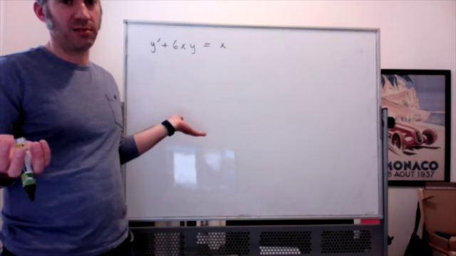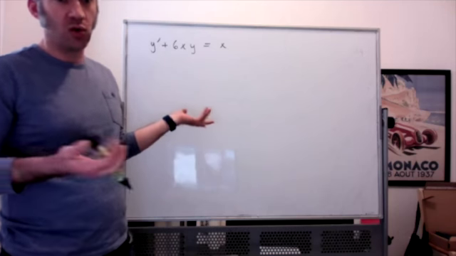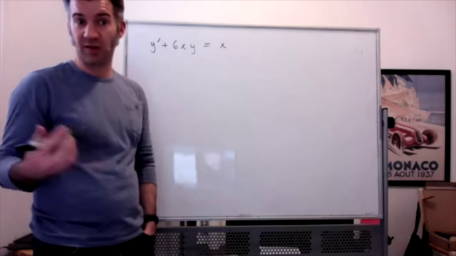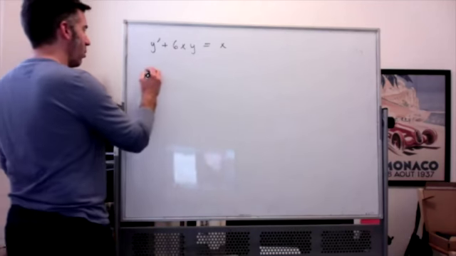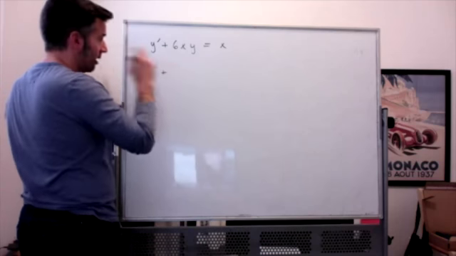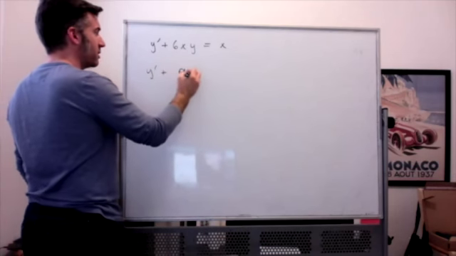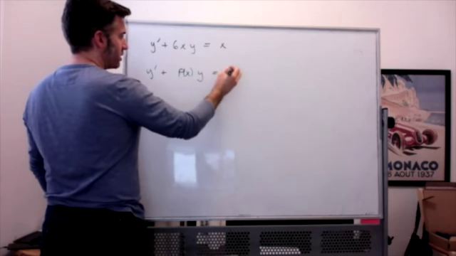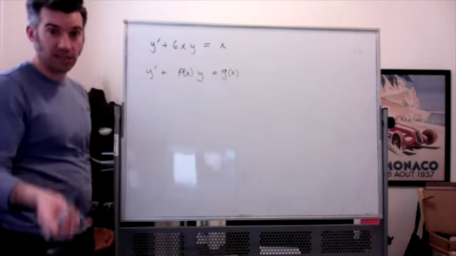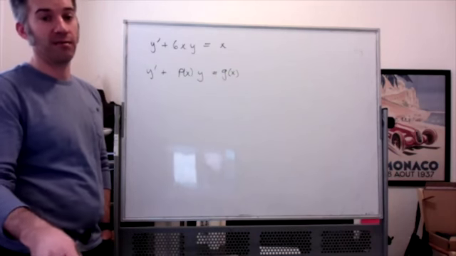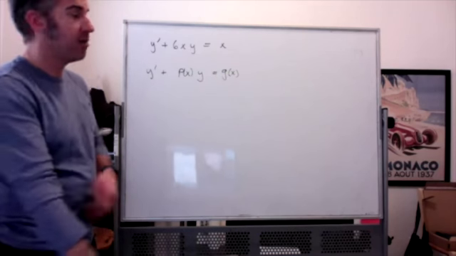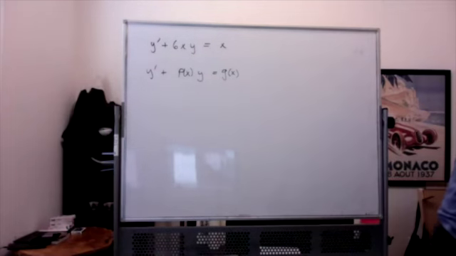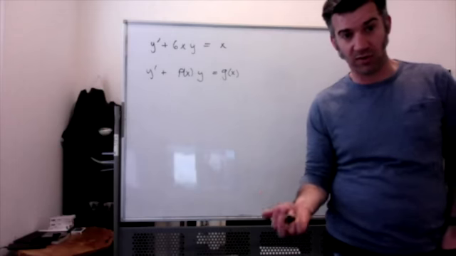Well, the answer is both. You could totally do this as an integrating factor problem, right? It's already written in the correct format. It's y prime plus a function of x times y equal to another function of x. That's the standard format you have to write it in before you can do an integrating factor. But I will also point out, you could totally do this as a separable differential equation.